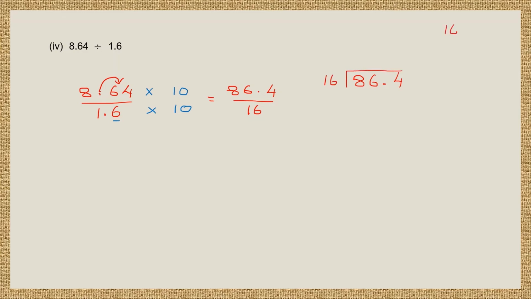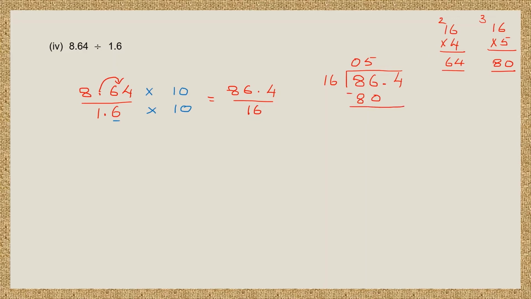Now 16 into 4. 6 fours are 24, carry 2, 4 ones are 4, 5, 6, I've got 64. I need to get a number close to 86, isn't it? So shall we try 16 fives and see which is closer? 5 sixes are 30, carry 3, 5 ones are 5, 6, 7, 8. So 16 fives are 80. Let's use that. 16 fives are 80.